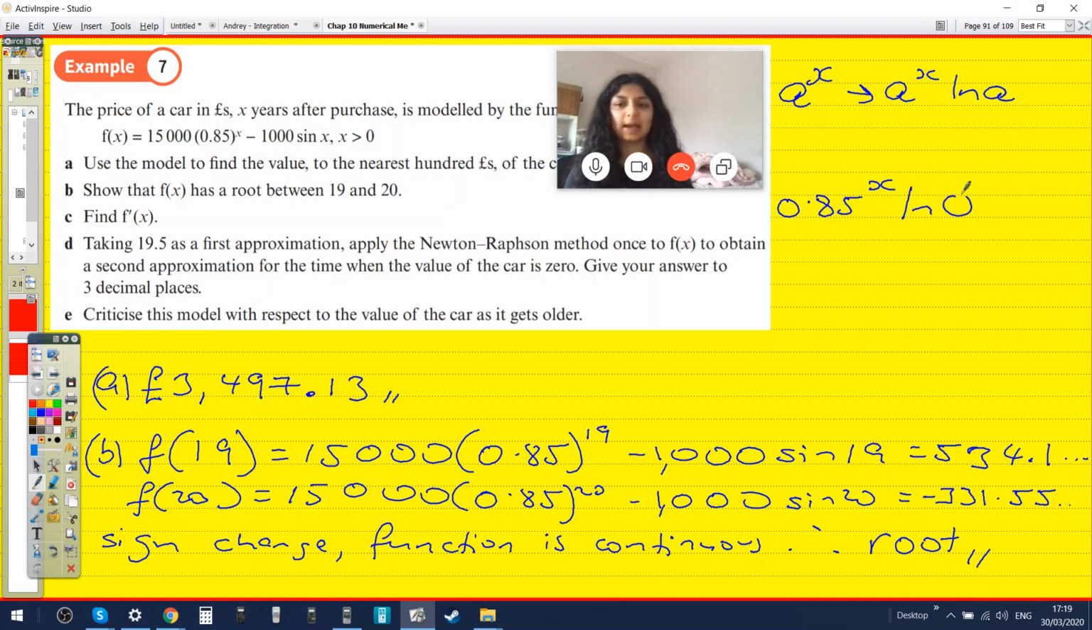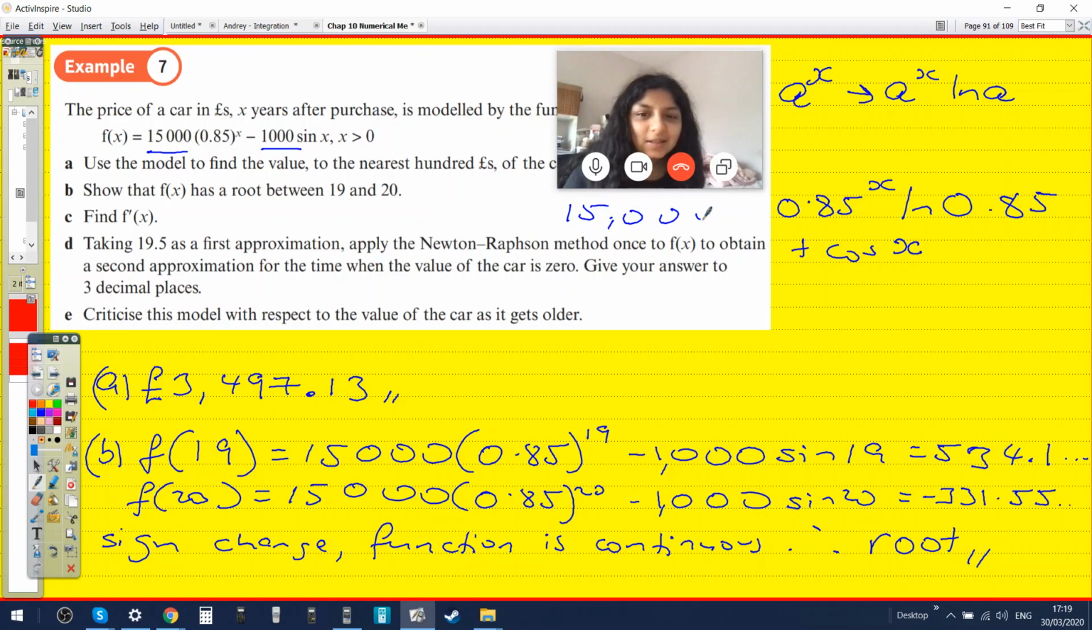I didn't work it out. Okay, that's fine. What else? Plus cos x. Is that it? Yeah, there's only two terms. What happened to the 15,000? What happened to the 1,000? I don't know. It's only 15,000 and 1,000. I don't know why they just disappeared.